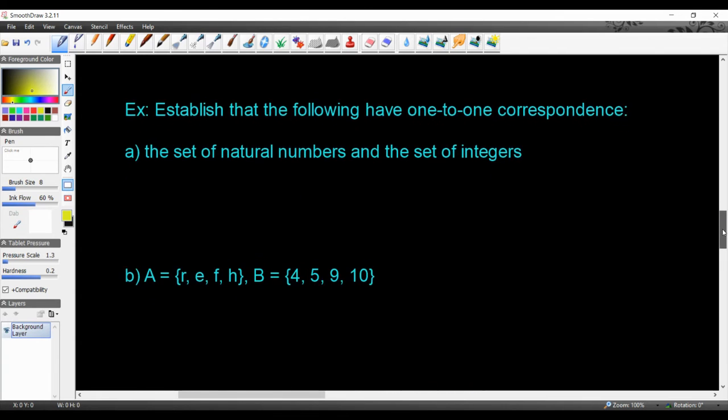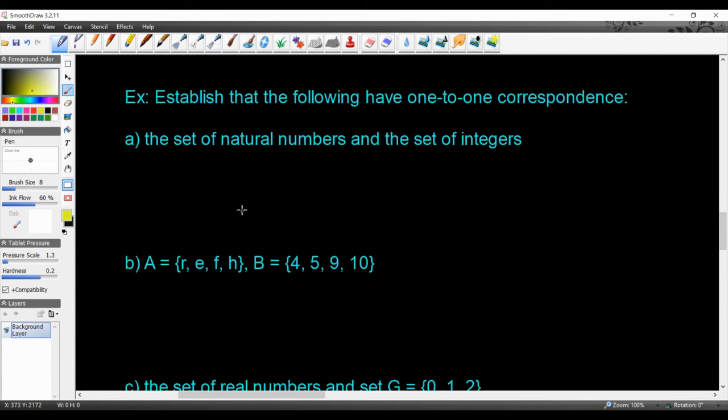Okay, so I'm going to go ahead and jump down to this example. Like I said, this is not too long of a video. Establish that the following have a one-to-one correspondence. So we're going to go ahead and do what we did right now.